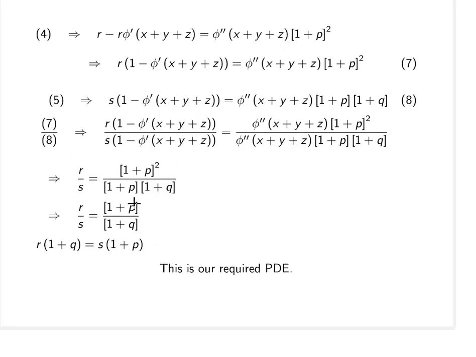Now here also, 1 plus p the whole square we can write as 1 plus p into 1 plus p. So in the numerator the square and one 1 plus p get cancelled. Therefore we get 1 plus p divided by 1 plus q. Just cross multiply this, and we get the partial differential equation. That is how we eliminate the arbitrary functions phi and f, the two functions, and get the partial differential equation.